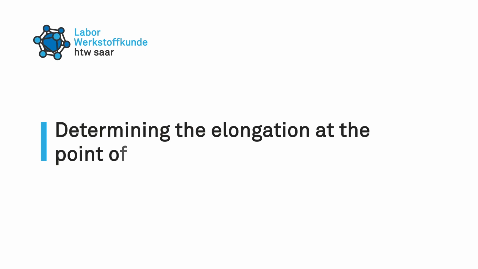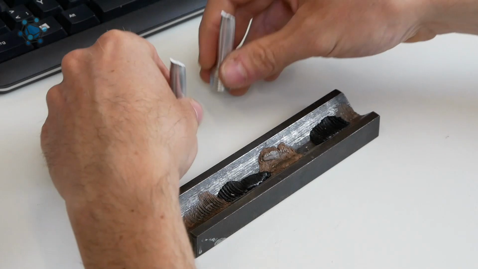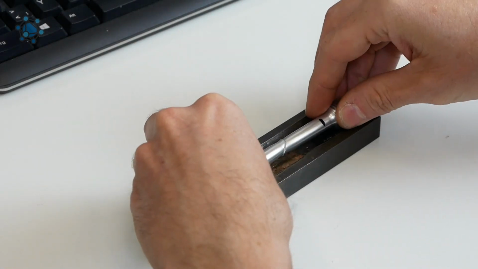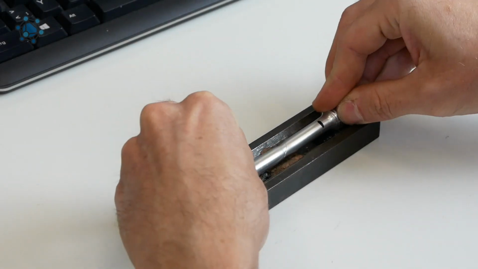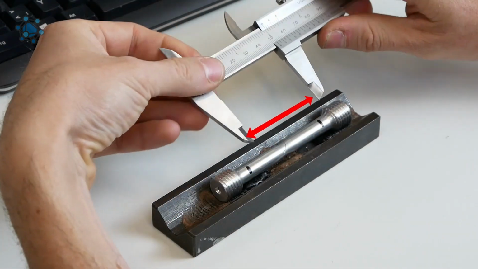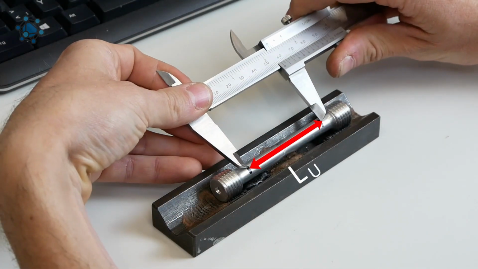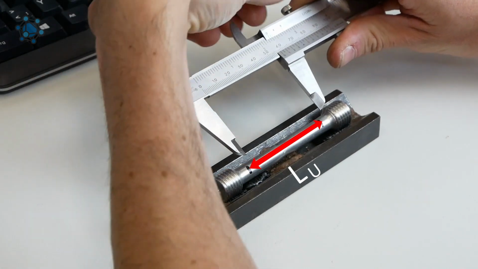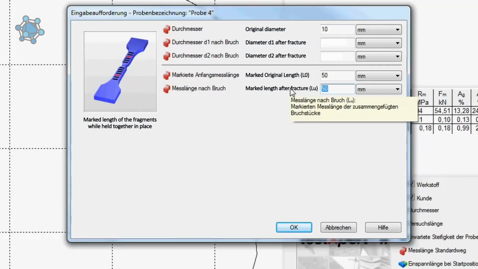Let's manually determine the elongation up to the point of fracture. The specimen pieces are held together on a base to measure the length after fracture, or LU, evident by the marks made previously. The measurement taken is then entered into the software.